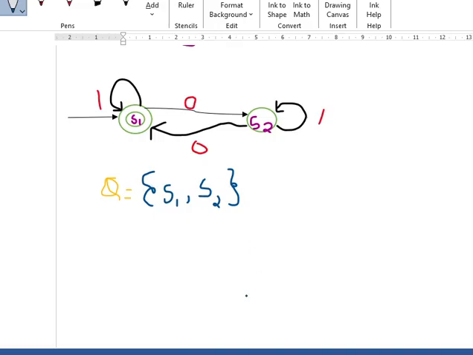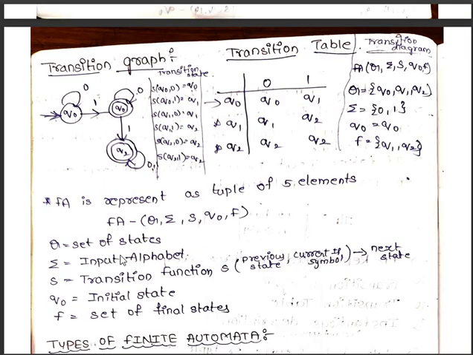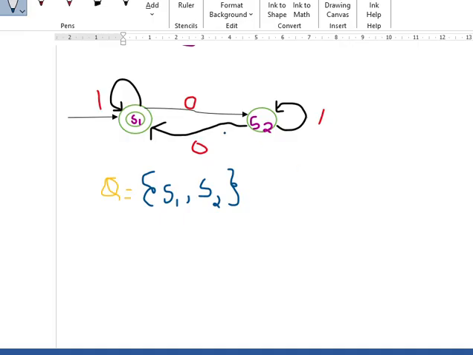The next one is sigma. Sigma is nothing but the input alphabets, or we can say input symbols. What are the input symbols in this example? We have 0 and 1. Similarly, we have to represent 0 and 1 in the flower brackets. In this way, we'll be representing the input symbols.